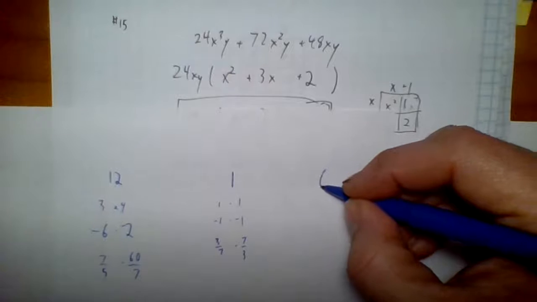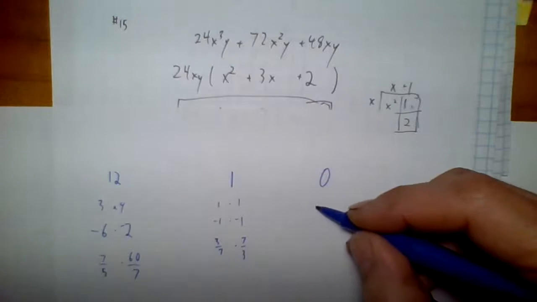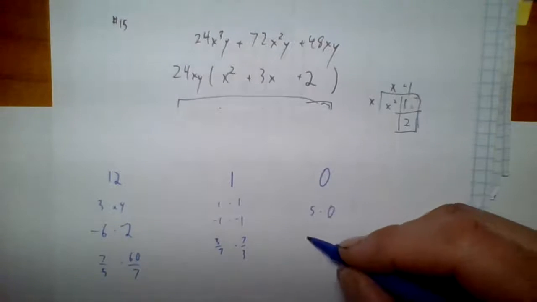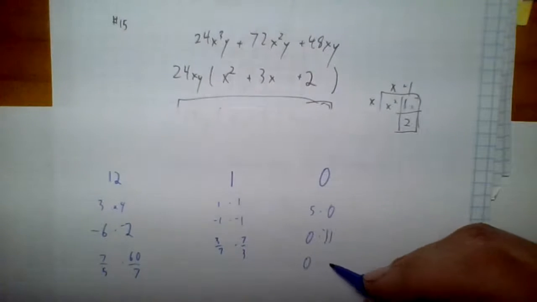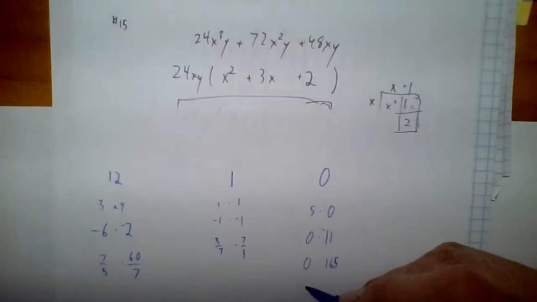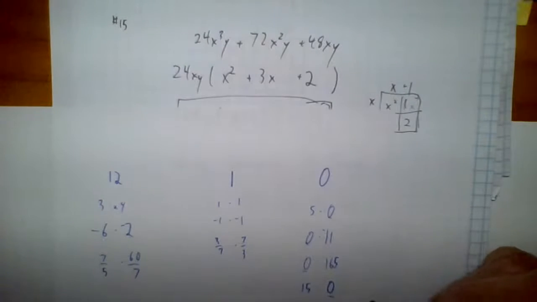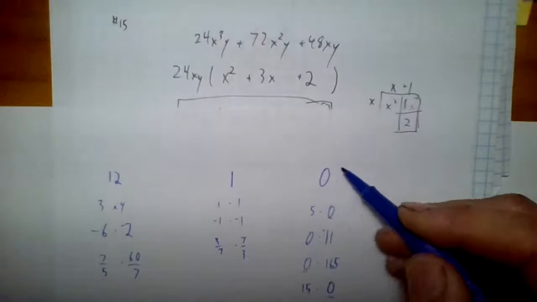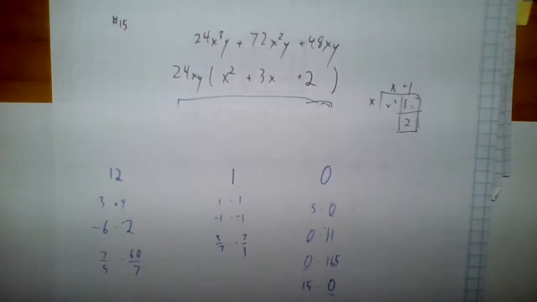But there's a very particular thing that happens with 0, that multiplying to get 0, this could be 5 times 0, or it could be 0 times negative 11, or it could be 0 times 165, or 15 times 0. But the point is, there has to be a 0 in there. The only way you can get an answer of 0 for multiplication problems is if one of the factors, one of the numbers that you're multiplying, is itself 0.